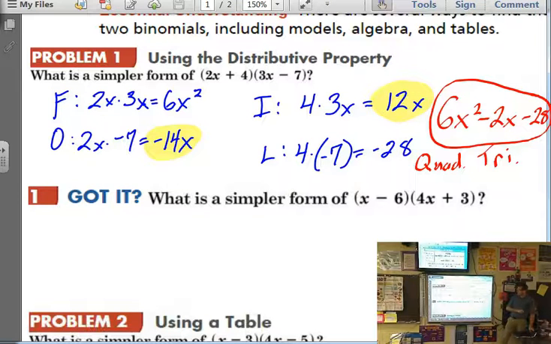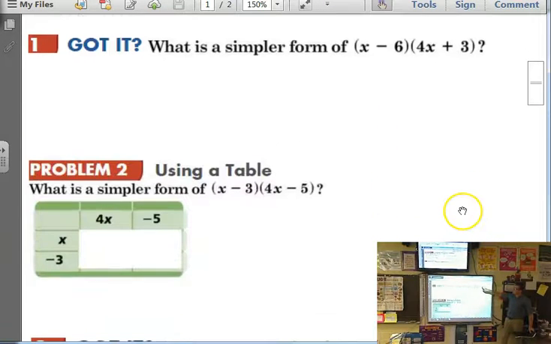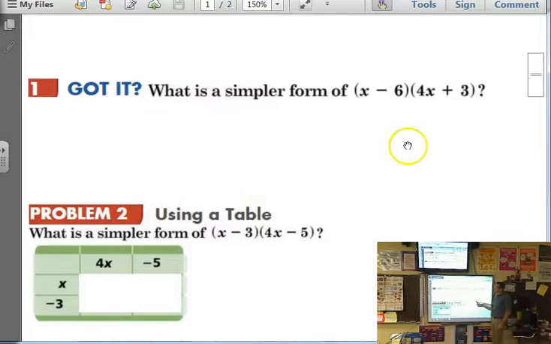So try foiling the next one on your own. You do not have to write out the FOIL. You can just kind of draw arrows if you'd like, whatever method is easiest for you.